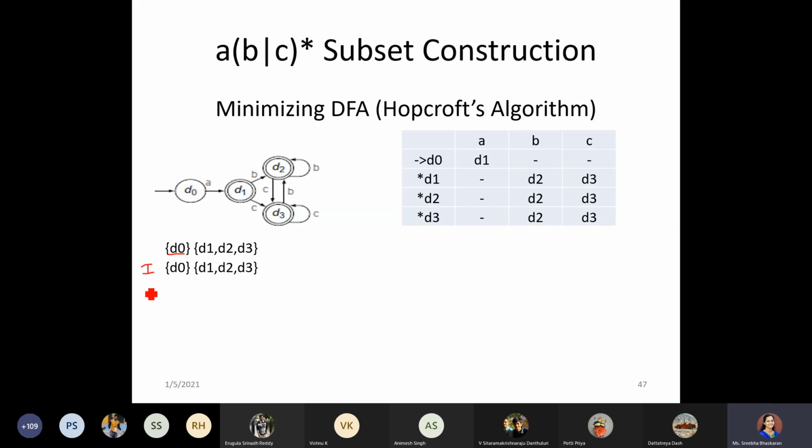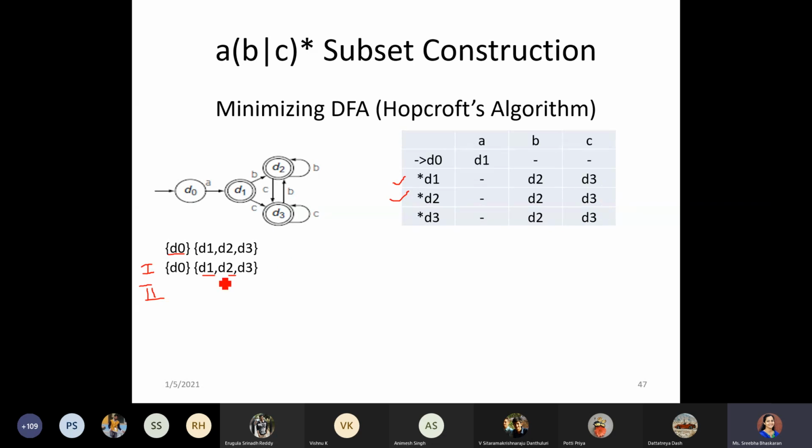So in the next group, when we pick out, D0 will come as such. Then we are moving to the second contents, that is D1. Here we have three states, so D1 and D2 will be picked up. If you see in the transition table, D1 and D2, with respect to A, we don't have any transition. With respect to B, we have D2, D2. With respect to C, we have D3, D3.